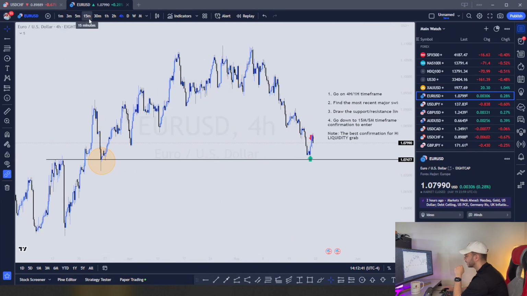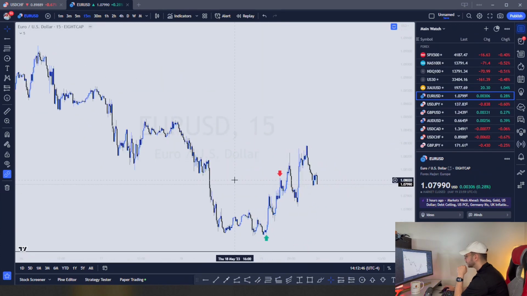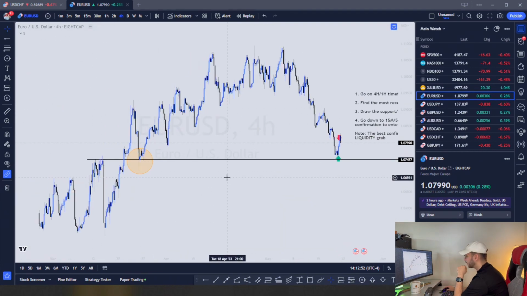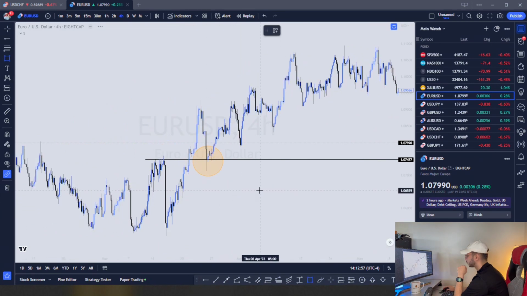What do I mean by that? If I go down on the 15-minute time frame, right? In this particular example, we came really close to the support. But if I go on the 4-hour, I see that I have a demand zone formed here.